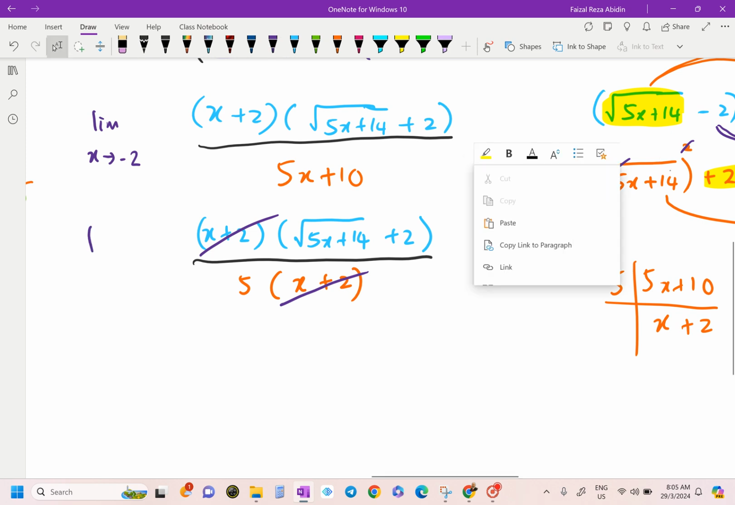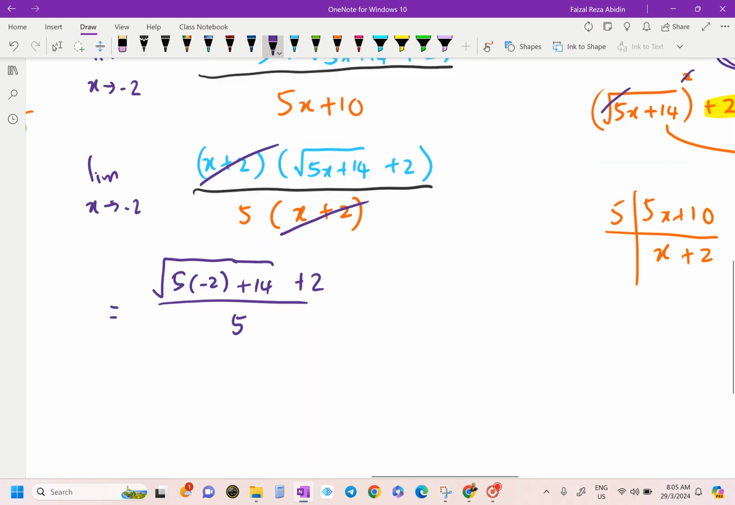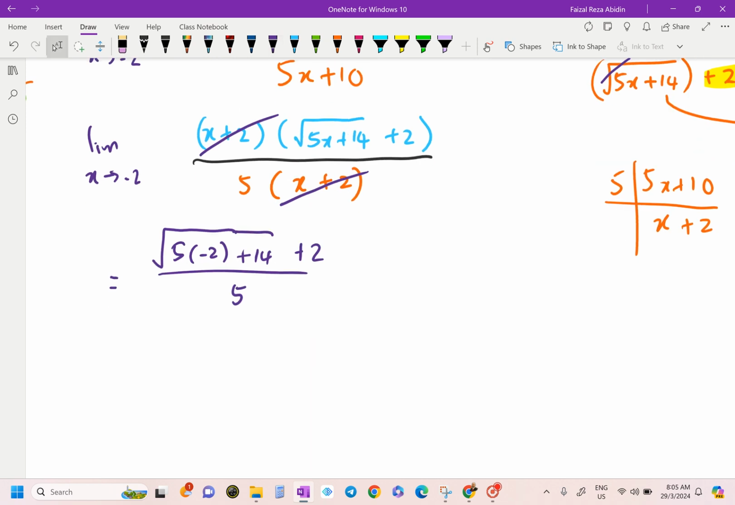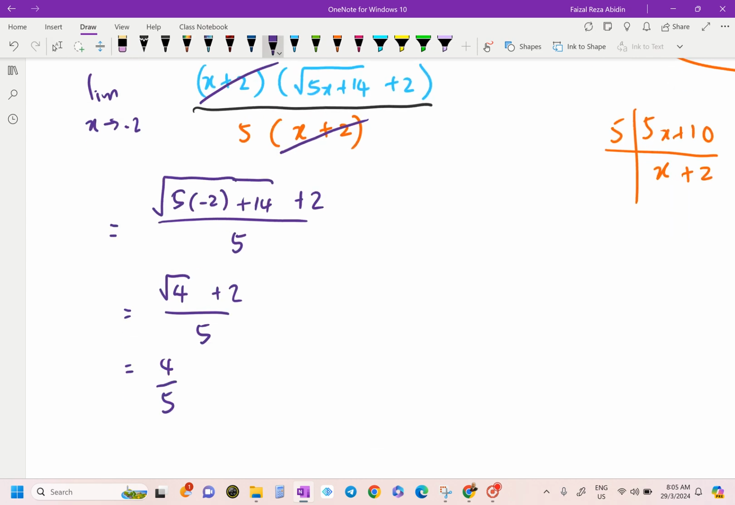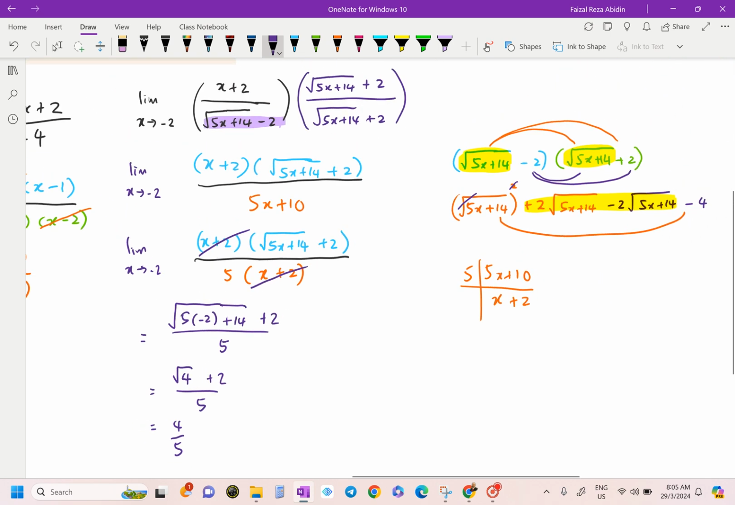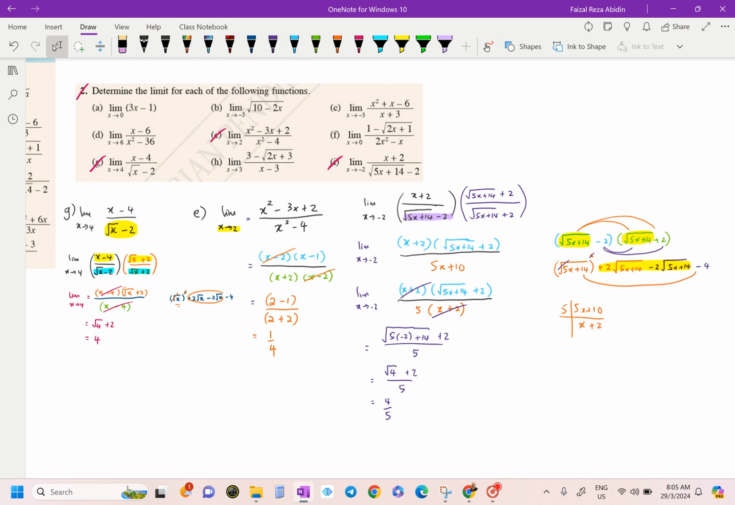So what you are going to do next is I'm going to substitute with negative 2 in our x over here. So I'm going to get square root of 5 times negative 2 plus 14, okay, now square root over here plus 2 over 5. So what you are going to have over here, 5 times negative 2 is going to be negative 10 plus 14. I'm going to get square root of 4, isn't it? Plus 2 over 5. So we can have over here 2 plus 2 is going to be 4 over 5. So that's it for our 2i. Okay, so I hope it can be helpful for you for number 2.